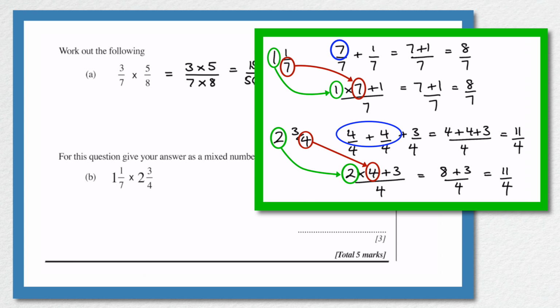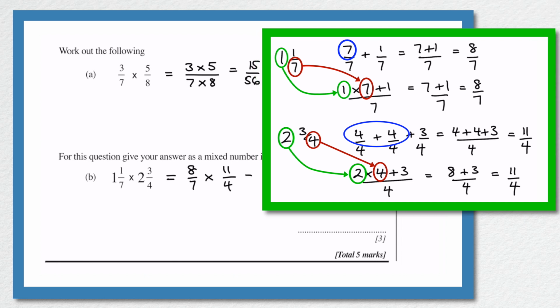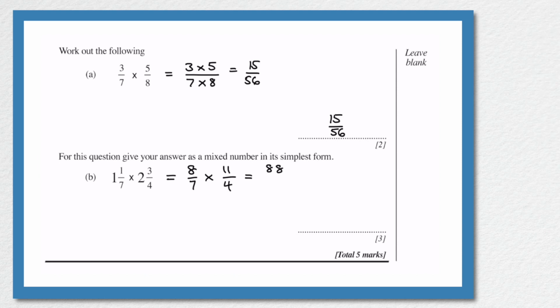Now you can, of course, show this working out in your answer if you need to. But what you do need to show is that you have rewritten the original mixed numbers as improper fractions. We now have 8 over 7 multiplied by 11 over 4, which is equal to 88 over 28. Now, the question is asking for a mixed number in its simplest form. I'm going to do the simplifying of the fraction first of all. We can divide the numerator and the denominator by 4, which will give us 22 over 7. We can't simplify the fraction any further.